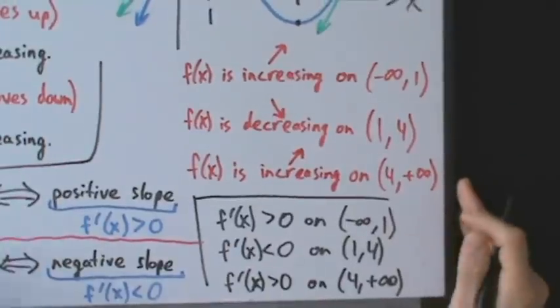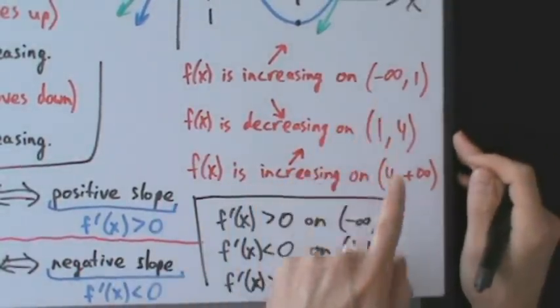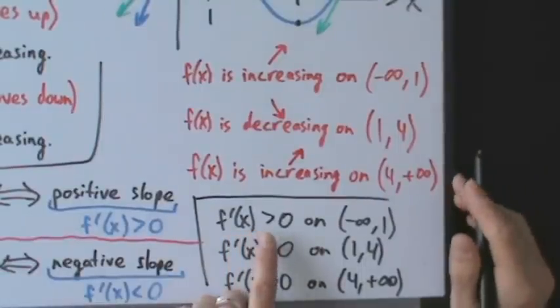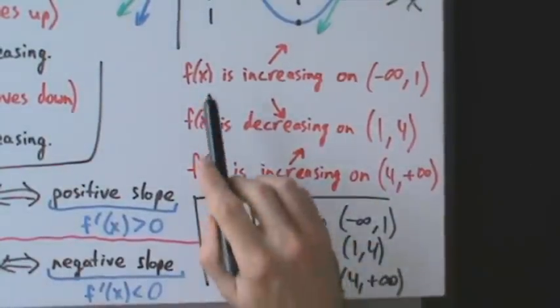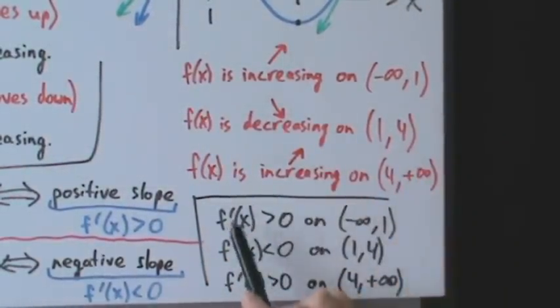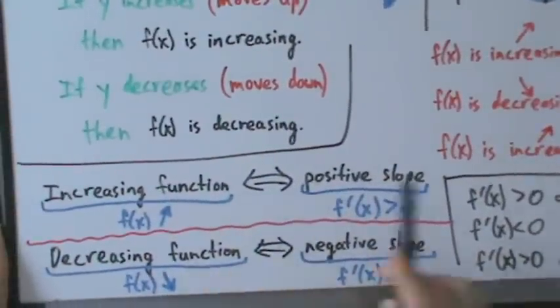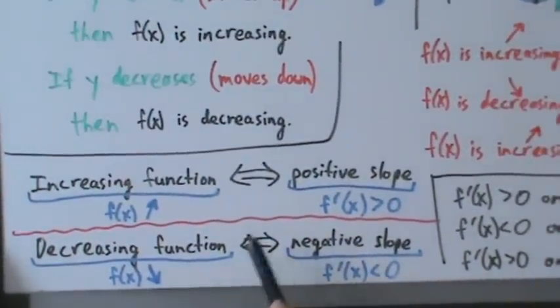Okay, so here f of x is increasing on negative infinity to 1, which means f prime of x is positive on negative infinity to 1, because remember, f of x increasing is the same thing as saying f prime of x is positive, right? That's what we said over here. And f of x decreasing is the exact same thing as f prime of x is negative.